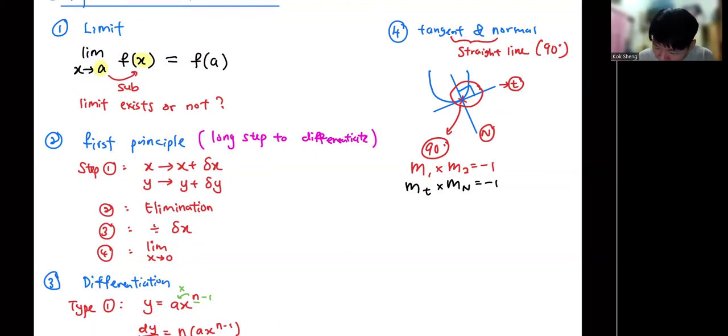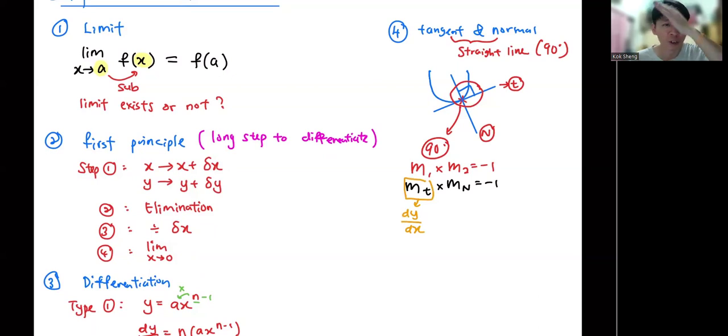One more last thing, also about the gradient. The tangent gradient here will be exactly the same as your dy over dx. Meaning that for a curve here, when you do the differentiation, you get dy/dx, so that dy/dx stands for the tangent gradient.